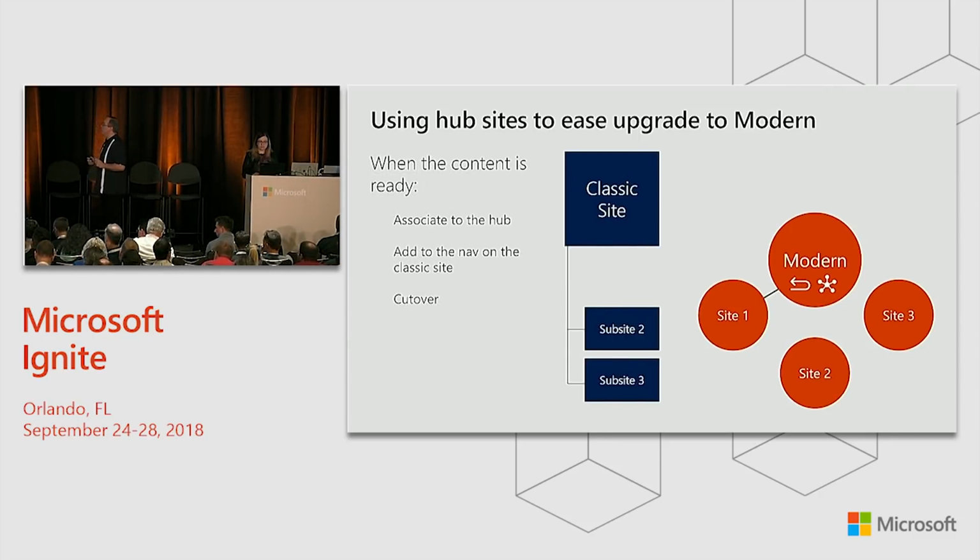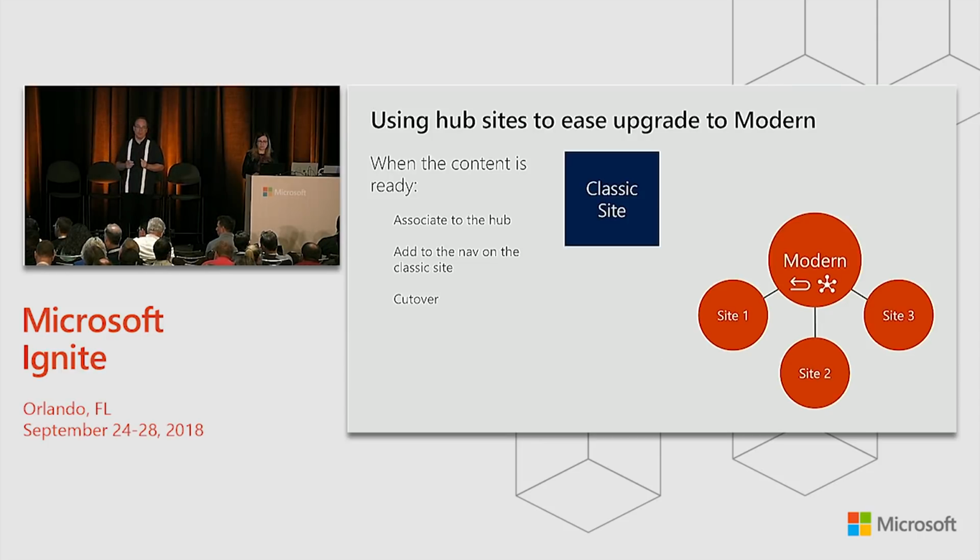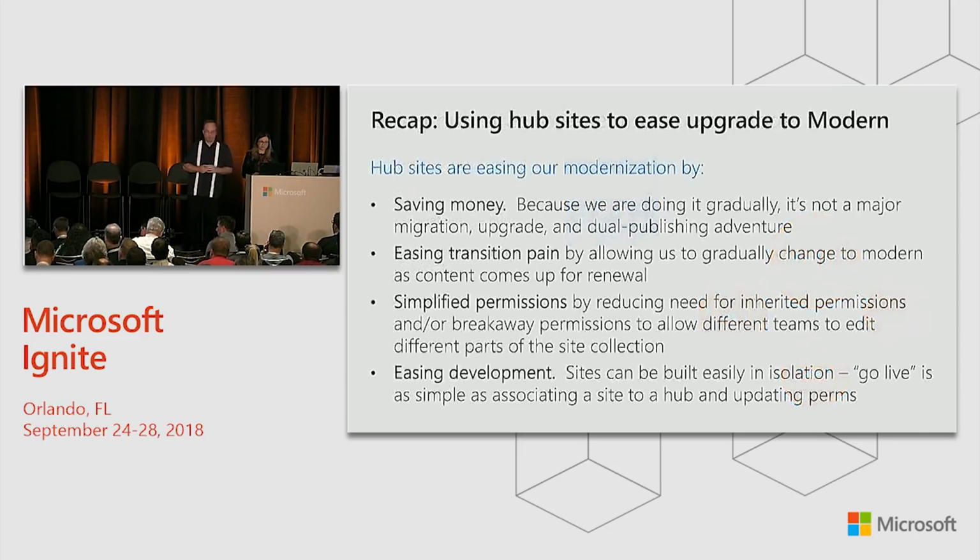We take those sites offline, we associate them to the new modern hub site, and bam, we've cut over. We've built a site with a minimum of user interruption. We've built a site with a minimum of cost, and it's actually pretty easy, and it's going really well so far. So to recap, what are we doing with going to modern?